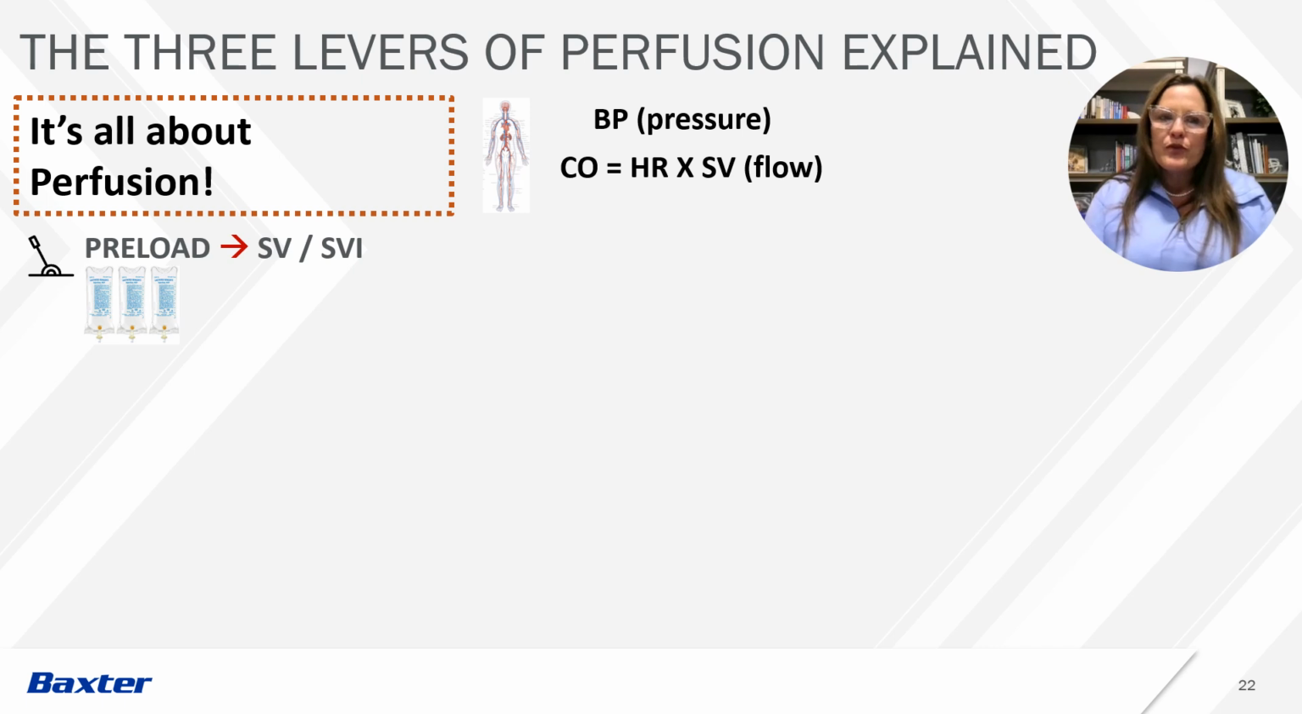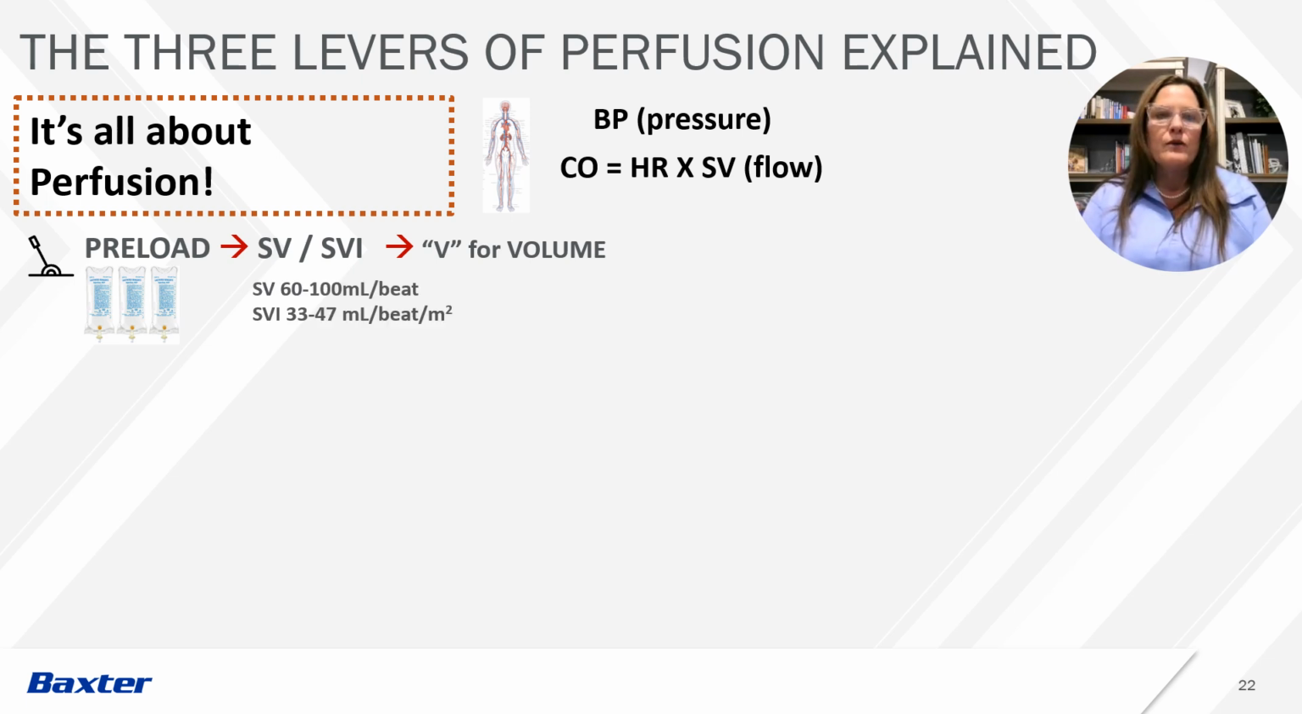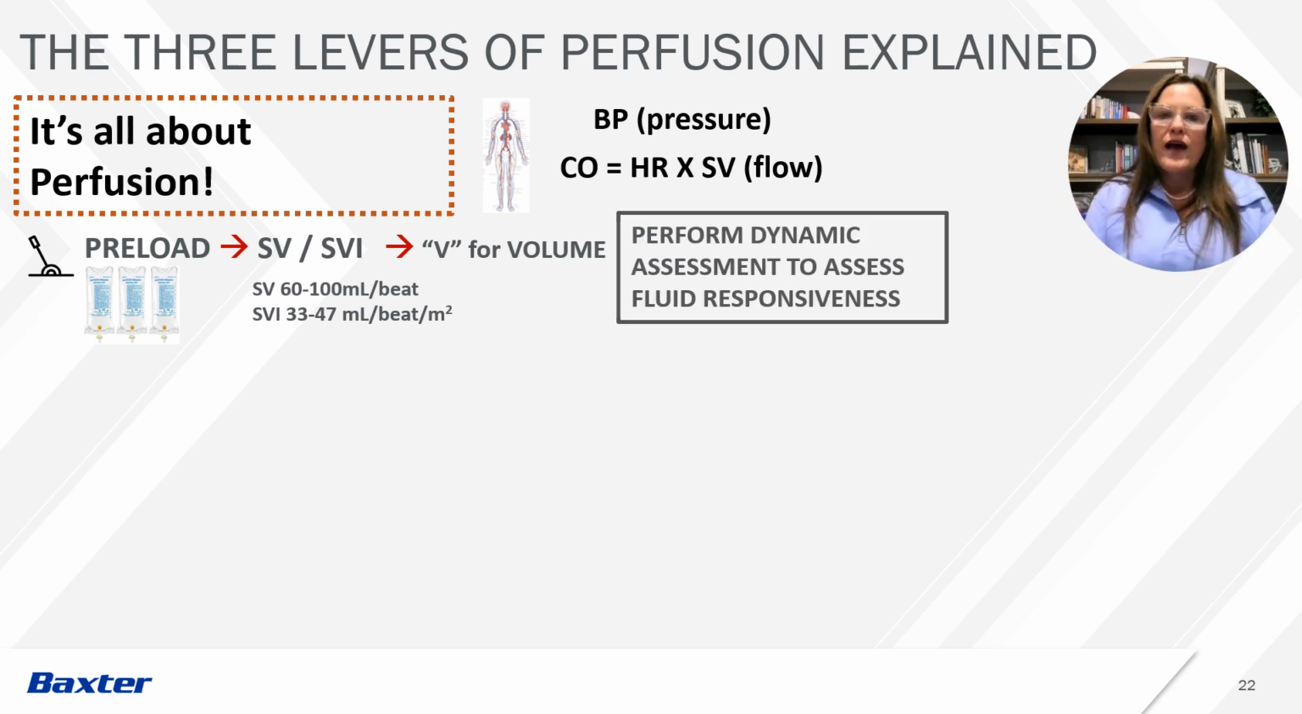So when we think about preload, I want you to think about stroke volume and think V for volume, okay? V for volume. Normal stroke volume is 60 to 100 mL per beat. Think normal heart rate. That should help you. So I want you to say this with me. People may wonder what are they talking about as you're listening to this video, right? But that's okay. Talk out loud. Let's learn it together. Normal stroke volume is 60 to 100. Let's say it together. Normal stroke volume is 60 to 100. So hopefully you can remember that.